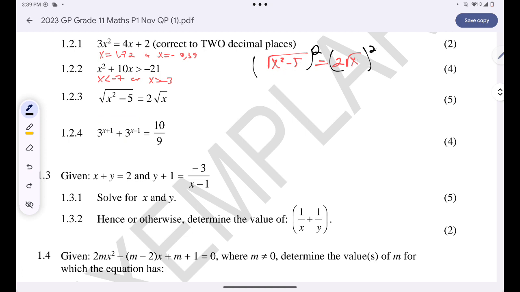Are we together? Whenever I square both sides, on the left hand side, the square root will be cancelled. I'll be left with x squared minus 5, and on the right hand side, the square over here, guys, will be the exponent for both the 2 and the square root of x. Are we together? So I'll simply have 4, and the square root will cancel there. I will have x. So now I don't have surds, brackets, and fractions.